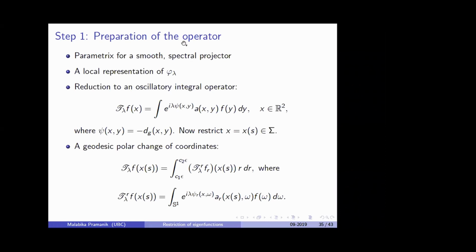The first step involves understanding the smooth spectral projector as an operator. Using results that are by now classical, this spectral projector admits a local asymptotic expansion in lambda. The expression that I have written down here is, modulo a power of lambda, the leading term in that asymptotic expansion. It is this oscillatory integral operator with the phase function given by the geodesic distance, whose restriction properties we will eventually have to decipher, but we massage it a bit more prior to that.